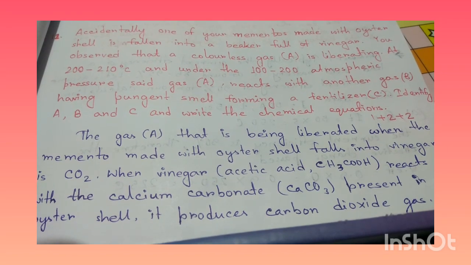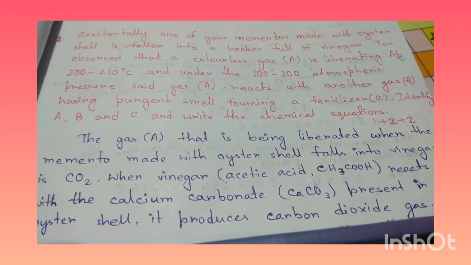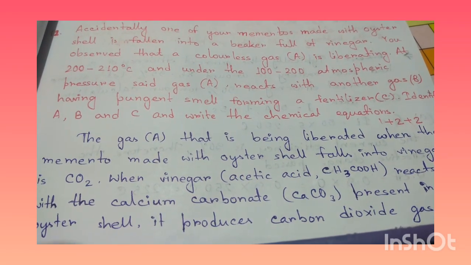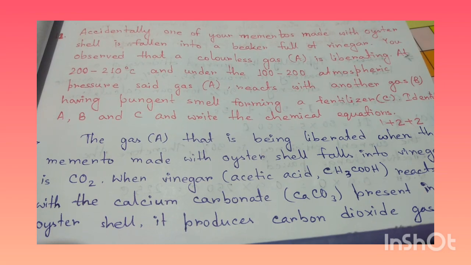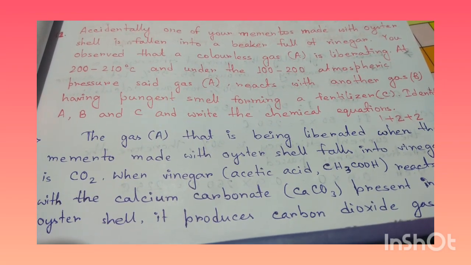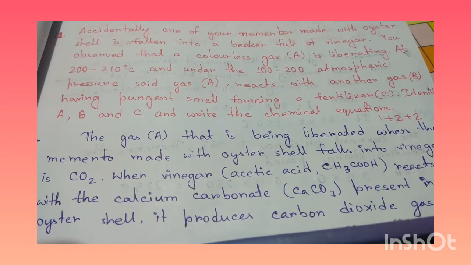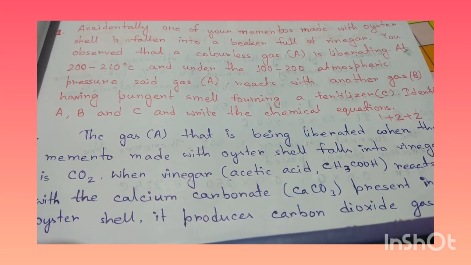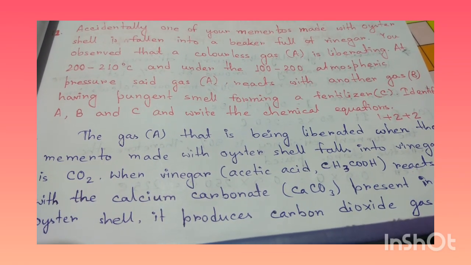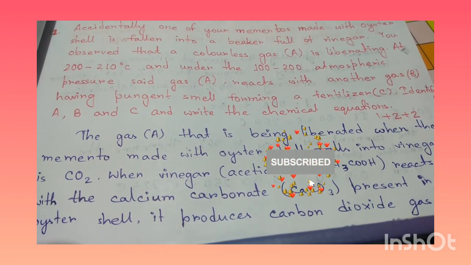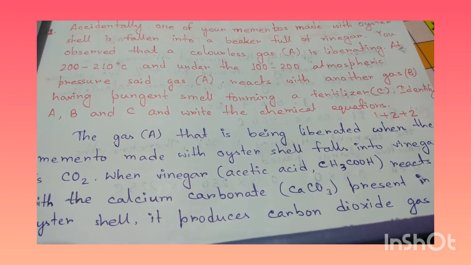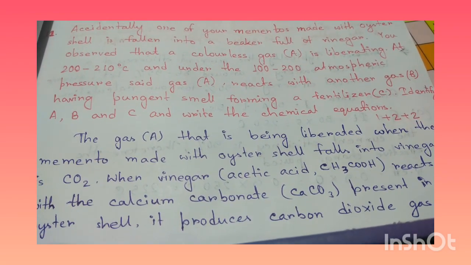So here is your second question. Number 12. Accidentally one of your mementos made with osteocell has fallen into a beaker full of vinegar. You observe that a colorless gas A is liberated at 200 to 210 degrees Celsius and under 100 to 200 atmospheric pressure. Said gas A reacts with another gas B having a pungent smell, forming a fertilizer C. Identify A, B and C and write the chemical equations. This question is divided into 1 plus 2 plus 2.